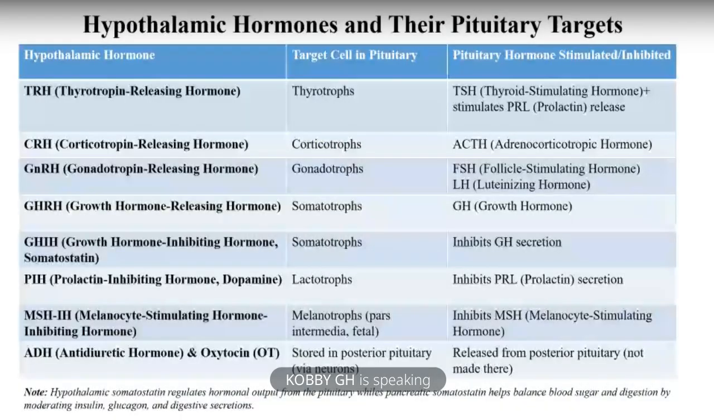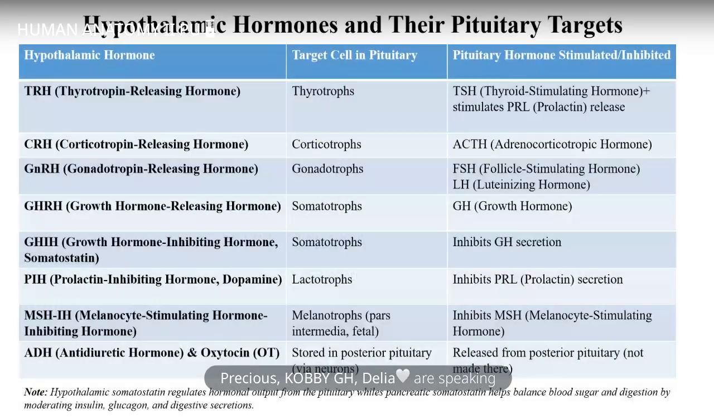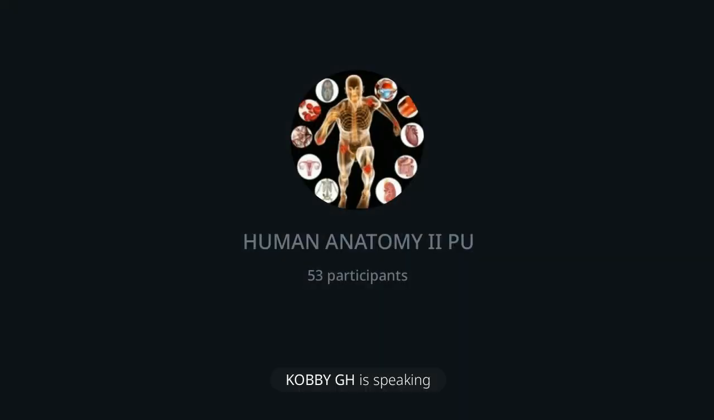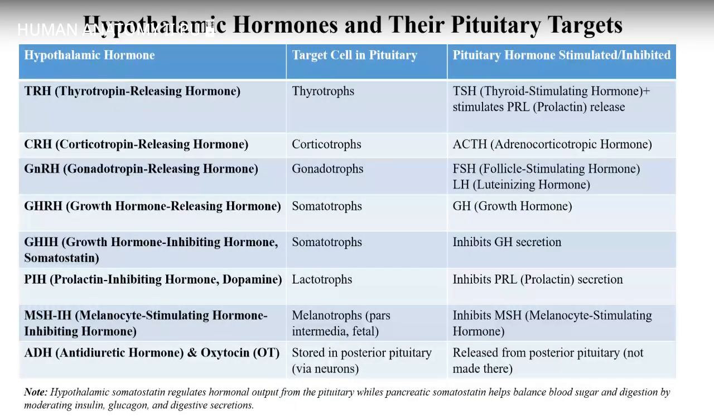Which gland releases thyrotropin releasing hormone? What will be your answer? Which gland releases thyrotropin? The anterior pituitary gland. Which gland releases thyrotropin releasing hormone? The hypothalamus.